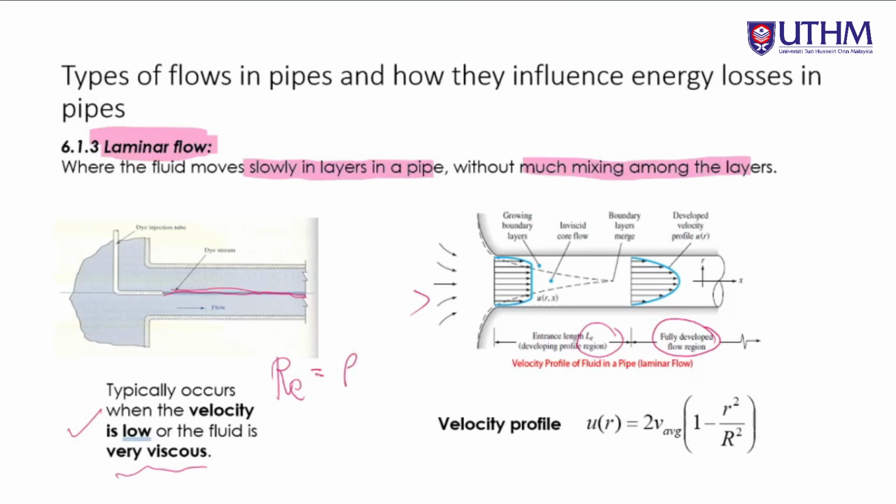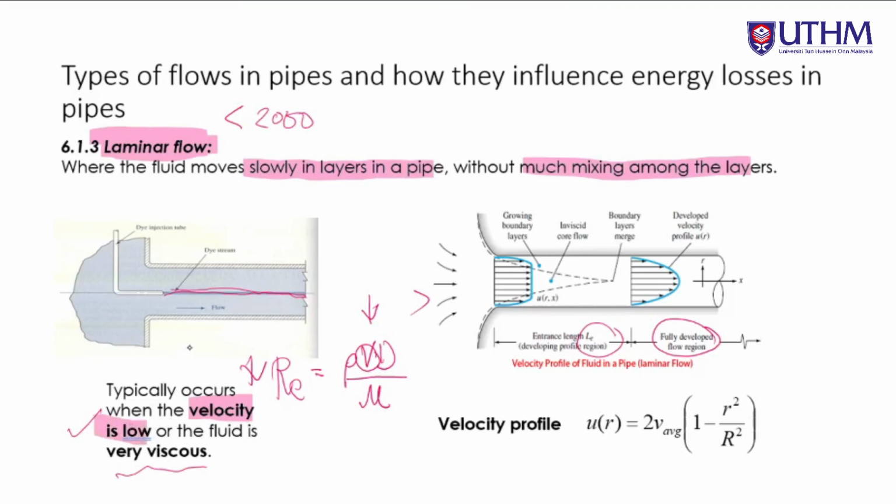So what is Reynolds? Reynolds is density times the velocity and times the diameter of the pipes over the dynamic viscosity. So as we can see here, it says for a laminar flow typically occurs when the velocity is low. Kan, logik tak? This velocity must be low in order for the Reynolds number to be low. Kan, so bila kita kata laminar flow, Reynolds number low kan, less than 2000. In order to make it low, the velocity of the fluid must be low. That's why dia kata dekat sini, velocity is low.